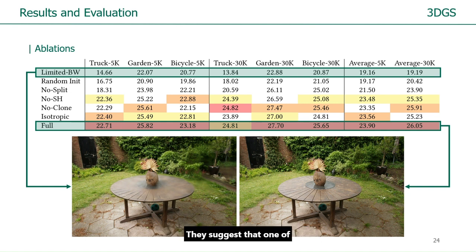This suggests that one of the key characteristics of the proposed rasterizer, having no restriction on the number of Gaussians that can receive gradients, plays an important role in the optimization of 3D Gaussians.